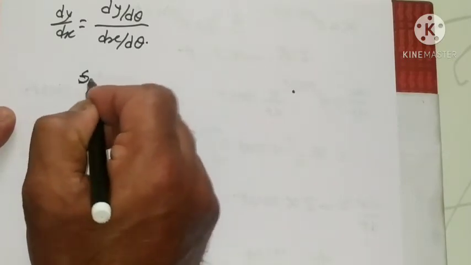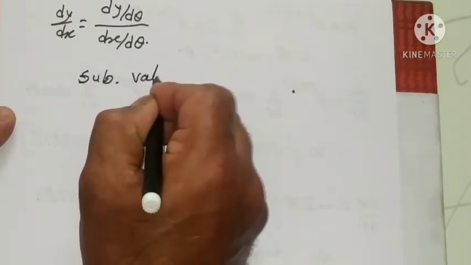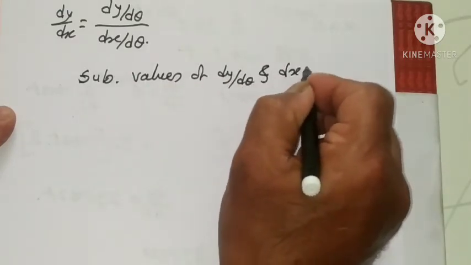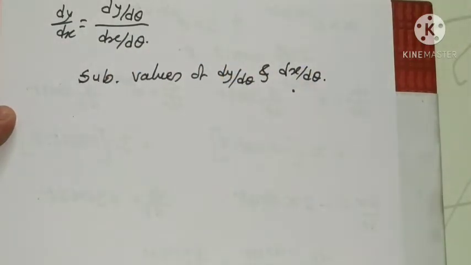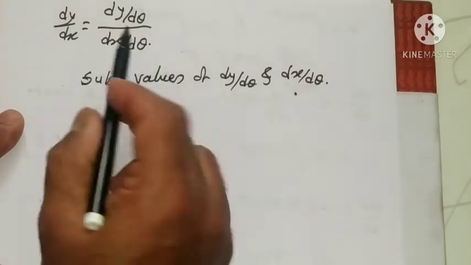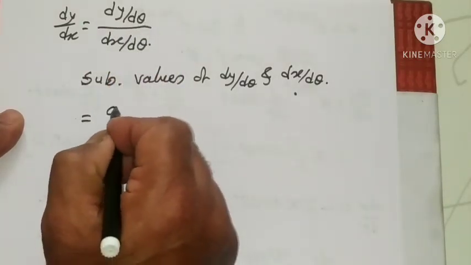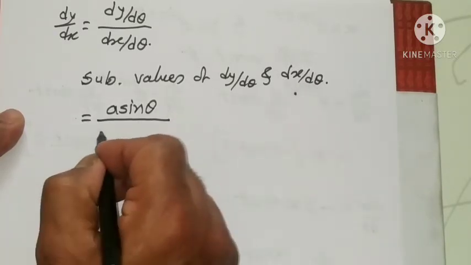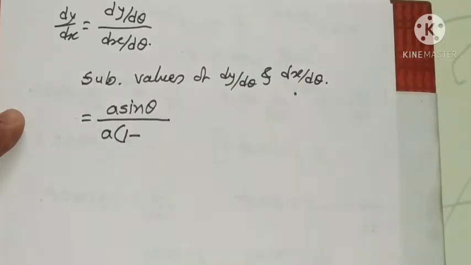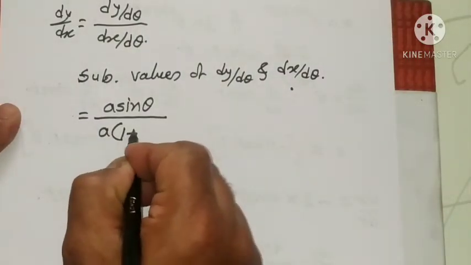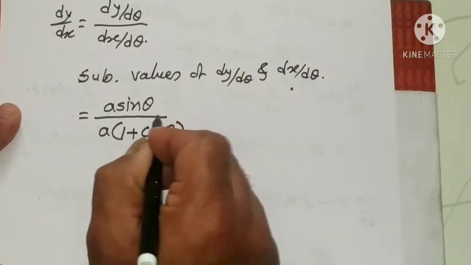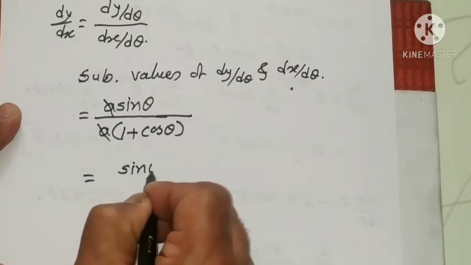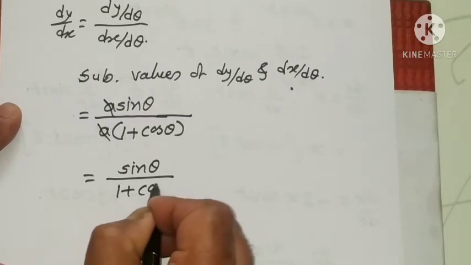Substituting values of dy by d theta and dx upon d theta in the above equation. The value of dy by d theta is a sin theta and the value of dx upon d theta is a into bracket 1 plus cos theta. a get cancelled. Sin theta divided by 1 plus cos theta.